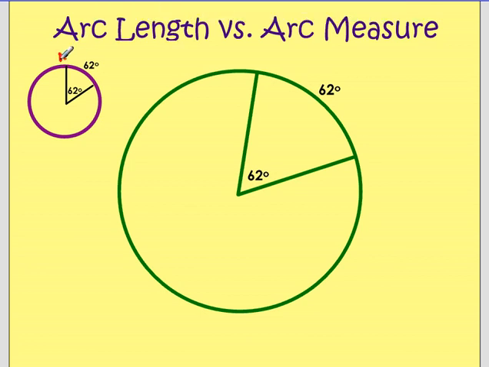So let's just say that this is point A and point B, and we have point C and point D. The measure of arc AB is equal to the measure of arc CD, because they're both going to be 62 degrees. But the length talks about something different.